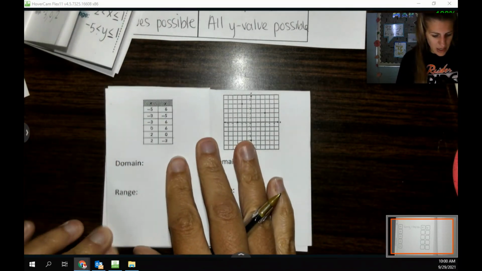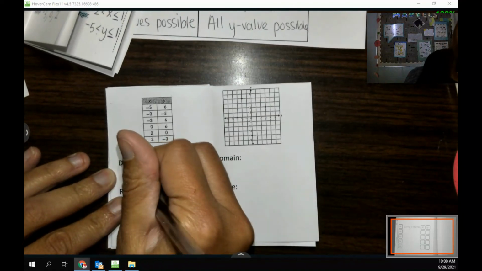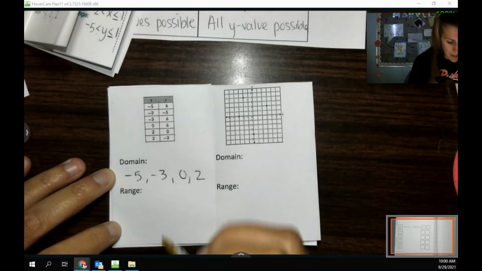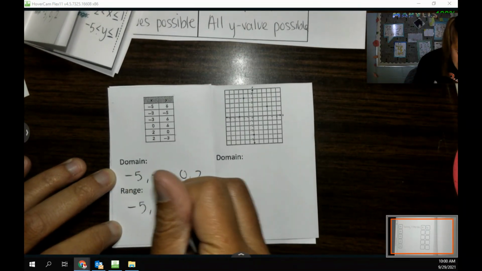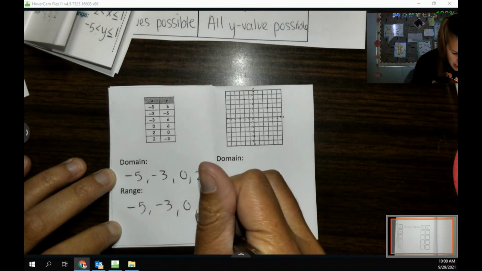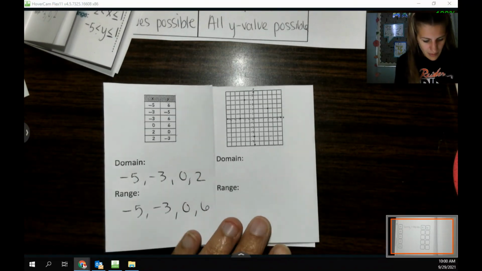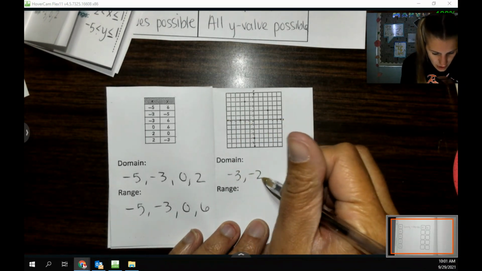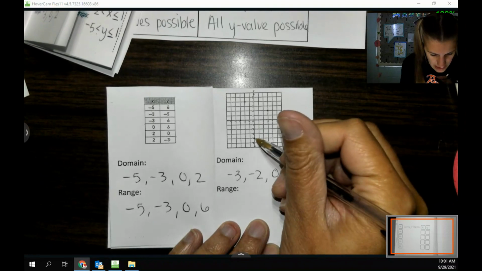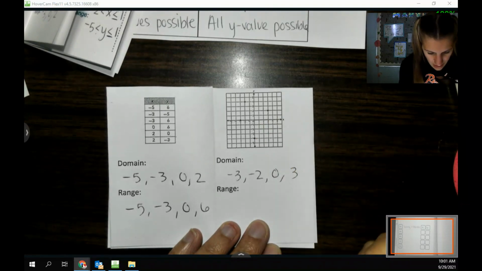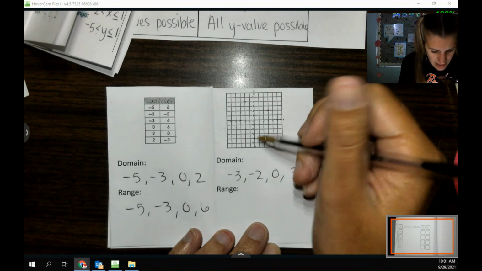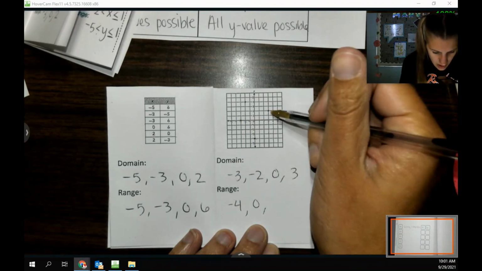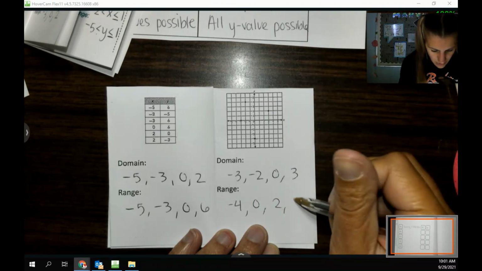And last but not least, oh my goodness, these are easy again. -5, -3, 0, and 2. No need to list them twice. And then over here we got -5, -3, 0, and 6. And then for my points again, we got a point here at -3, also at -2, nothing at 1, but I do have one at 0. And then over here at 3. Range is up and down, so the lowest is -4, then a 0, then a 2, then a 4.